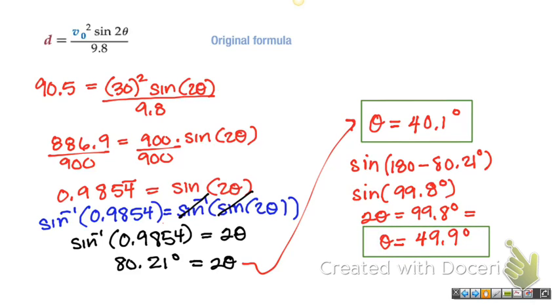Remember, the sine is positive in two quadrants. So I don't really know which quadrant I'm in, and that's why I have to solve this equation twice. Once if I'm in quadrant 1 and the angle equals 80.21, and once where I'm in quadrant 2, in which case the angle would be 99.8.